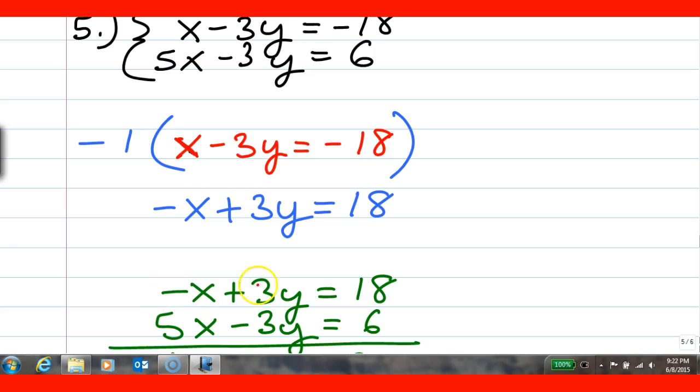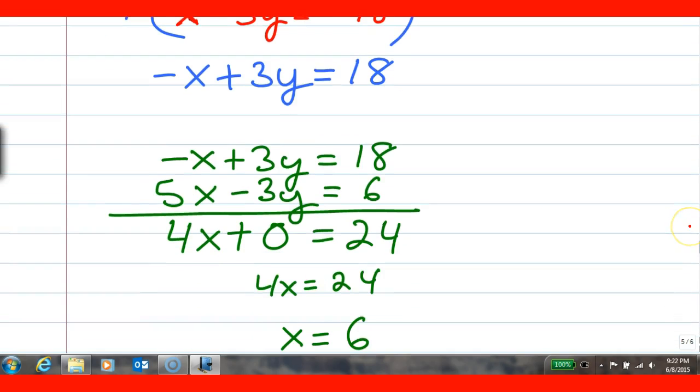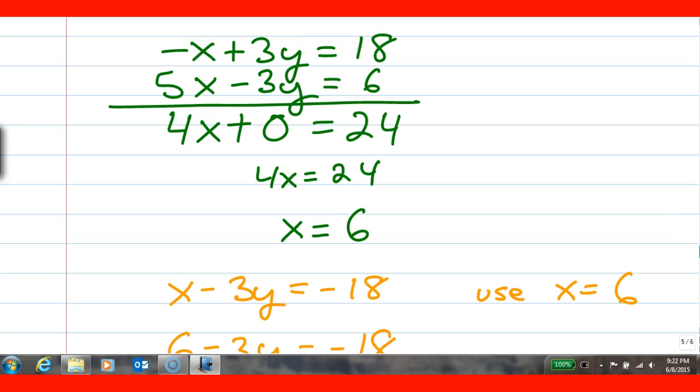So I have negative x plus 3y equals 18 with 5x minus 3y equals 6. When I sum these down, negative x plus 5x makes 4x. 3y plus negative 3y equals 0. And 18 plus 6 creates 24. So I have 4x equals 24. I'll divide the 4 out to find x. So divide the 4 into the 24 and I get a 6.